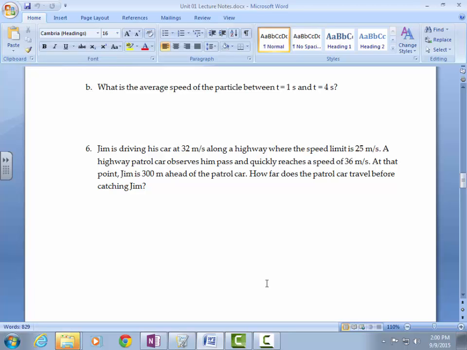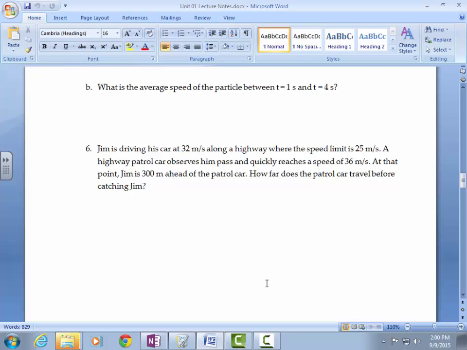Jim is driving his car at 30 meters per second along a highway where the speed is 25 meters per second. A highway patrol car observes him pass and quickly reaches the speed of 36 meters per second. At that point, Jim is 300 meters ahead of the patrol car. How far does the patrol car travel to catch Jim?